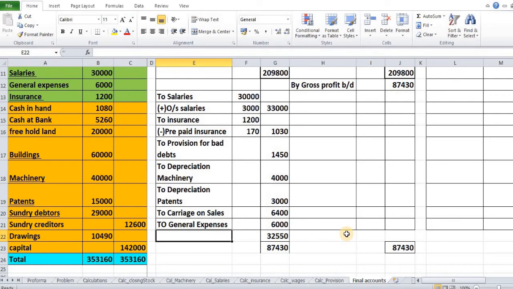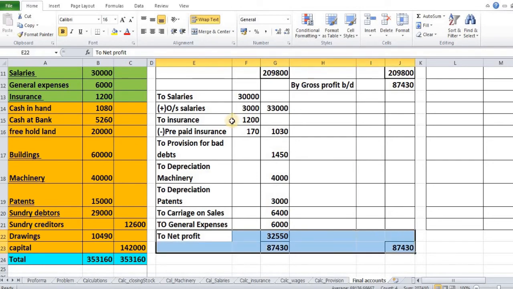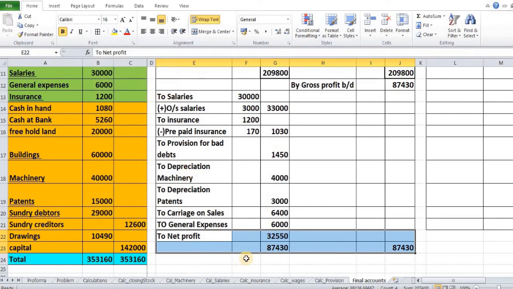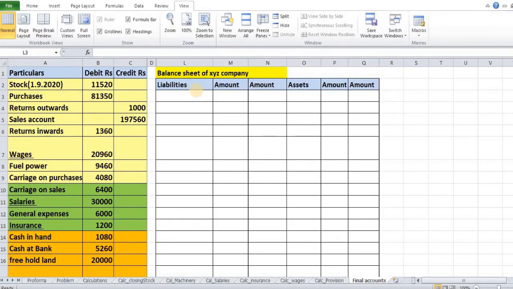And we'll mention it as to net profit. Here we have the highest amount on the credit side, so we say this as to net profit. If the highest amount is on the debit side, then we call it as by net loss. Till here we have completed the profit and loss account. Now we will prepare the balance sheet.